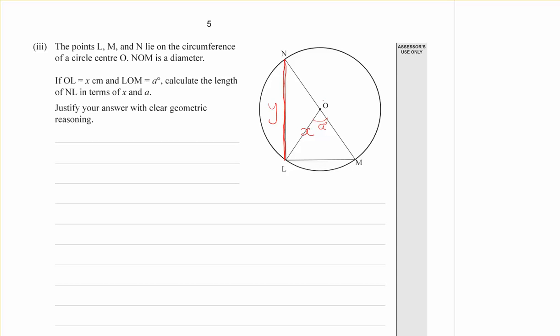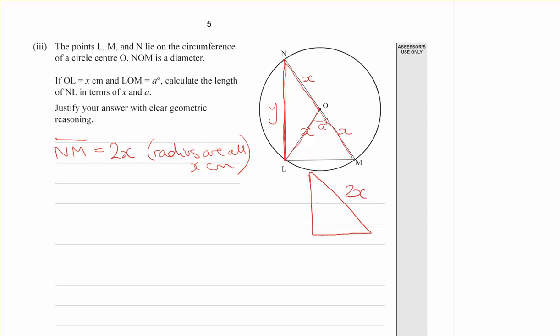Now there's some isosceles triangles in here. If that's a radius and it's x centimetres, then that's x centimetres as well, and that must be x centimetres as well. So we'll just explain that length NM equals 2x, and that's because of radiuses. Right, so actually what I have is a triangle that looks like this. That side is 2x, that's y. And it's y that we're trying to find the value of.